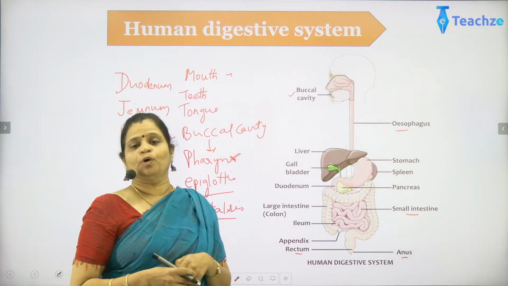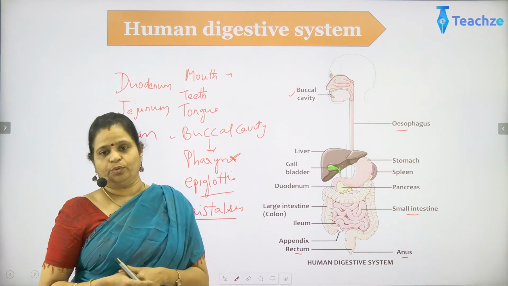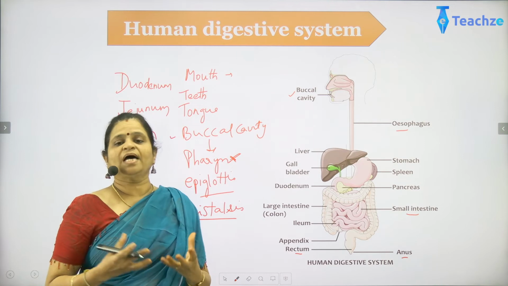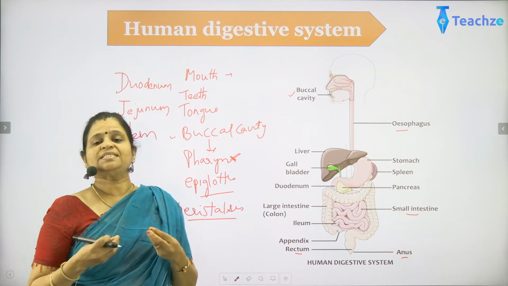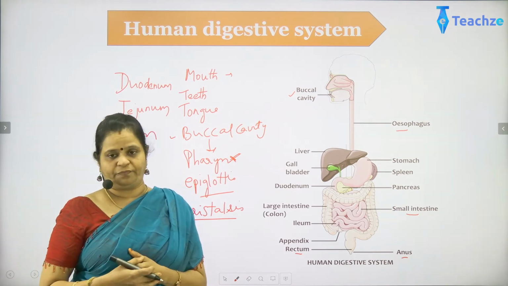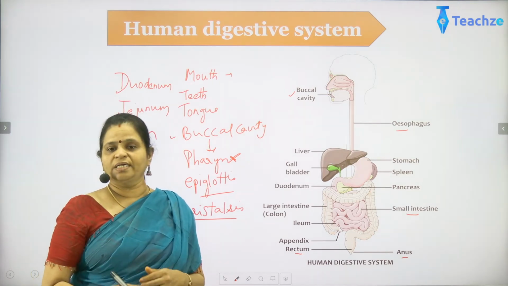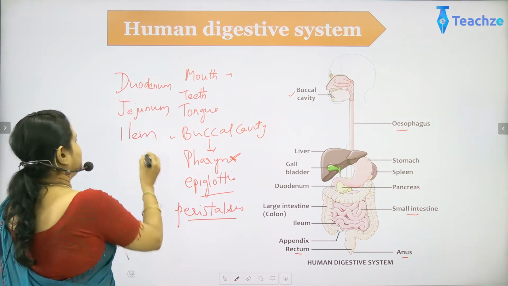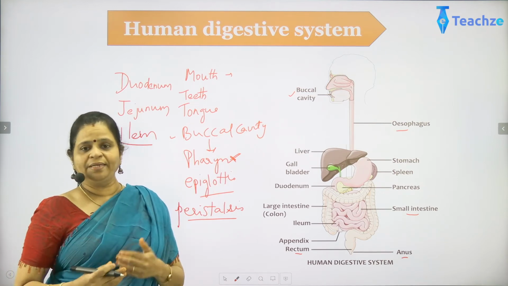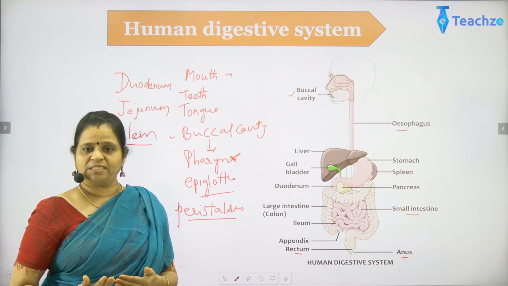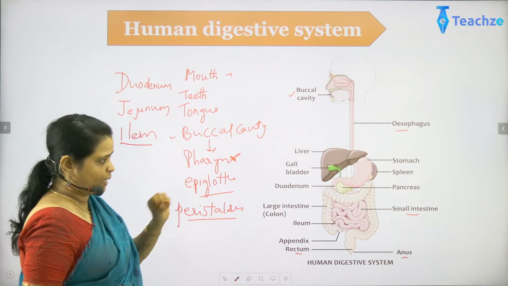And this small intestine is much longer in herbivores. Why is it long in herbivores? Herbivores have the habit of taking cellulose as food. So cellulose digestion will always take a longer period of time. To compensate for this, they have a longer small intestine, especially the ileum area. So in the alimentary canal, the small intestine is the longest part, and inside the small intestine, the ileum is the longest part.